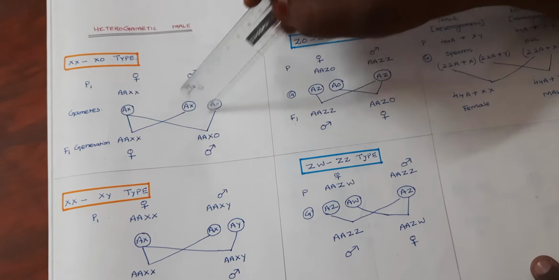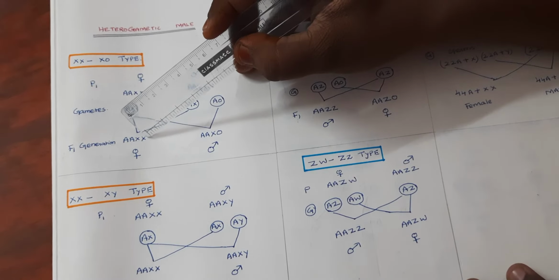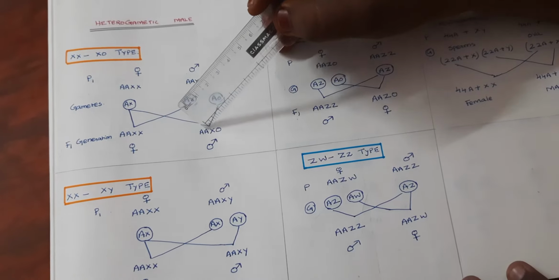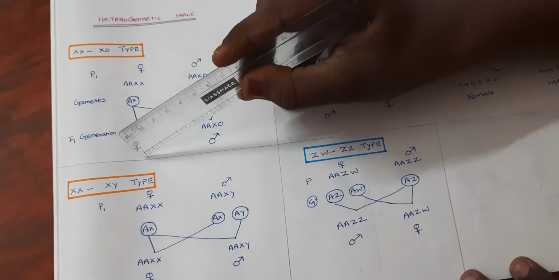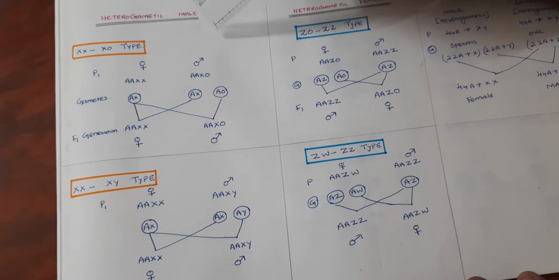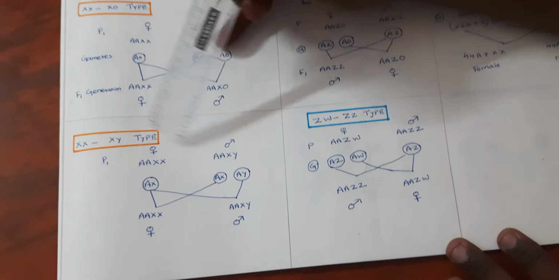By crossing these, AX and AX give AAXX female. AX and AO combined form AAXO male. This is what the XX-XO type of sex determination is. Then the XX-XY type of sex determination.